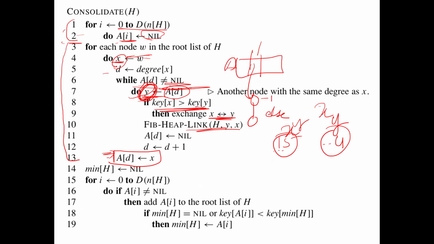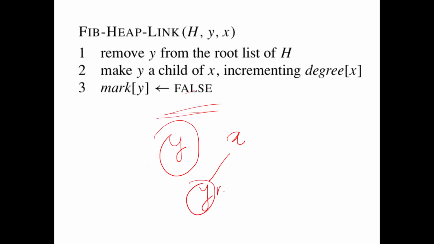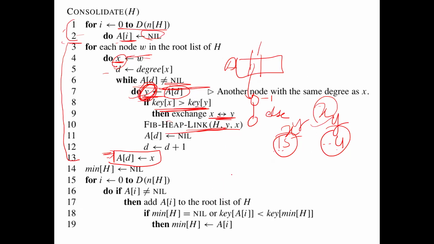What is the purpose of that? You don't have to write an else for that. Because of the exchange, what happens? X will always contain the lesser one. That is the basic idea. So what does fib heap link do? We have done the same thing in binomial heap. Suppose X is the smaller one and Y is the greater one. You remove Y from the root list and make Y a child of X. That's all. And you also mark the node. If it is already marked, make it unmarked. That's all. These are the steps we do in fib heap.